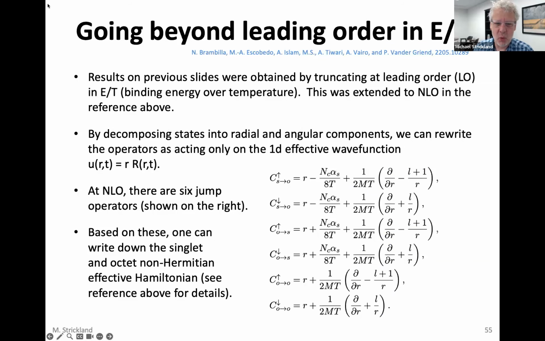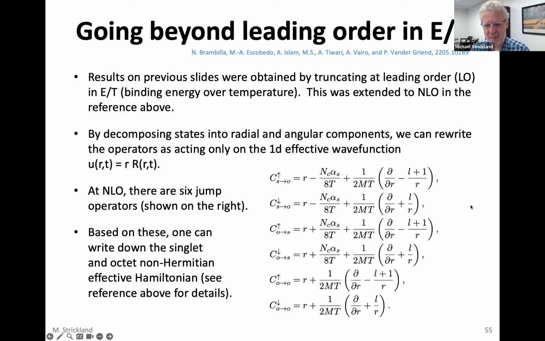Now, if you work harder, and that's what we did last year and put out a paper that's now in JHEP in May of 2022, you can extend all of those jump operators to next to leading order in the binding energy over temperature. This is important because the binding energy over temperature actually turns out to be not a small number as you go down in temperature. So if you want to do phenomenology, you also need to worry about these subleading terms. Of course, you might want to worry about also the next to leading order terms, but you can only do one thing at a time. So we went to next to leading order there.